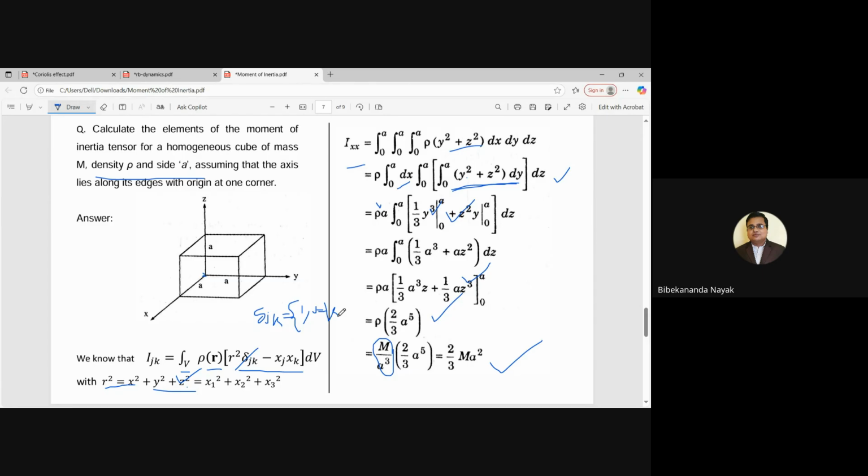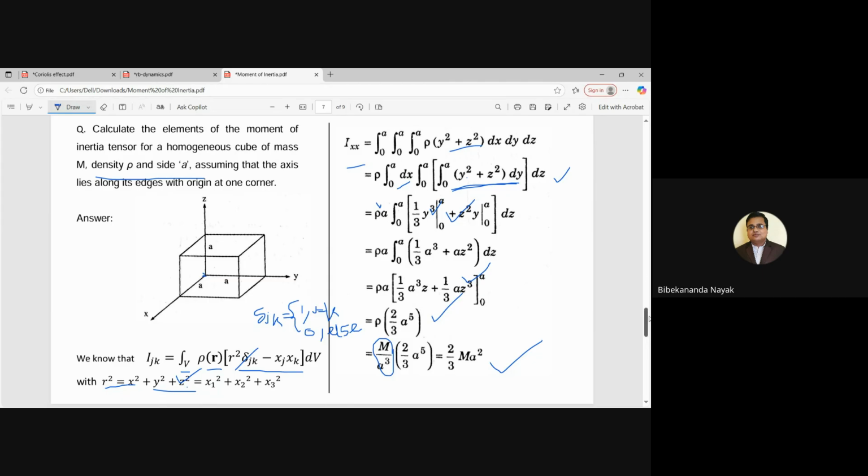I think in Class 3 also you know this delta jk, the Kronecker delta symbol. When j is equal to k, it is 1, else it is 0. Clear? So only the xx component is non-zero when I take r square, it is 1.